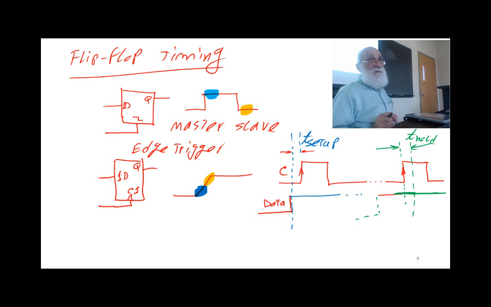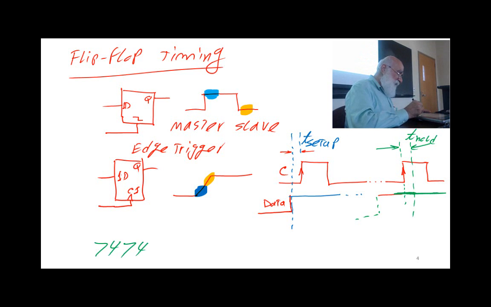So what it means is every flip-flop, every edge trigger flip-flop has this timing given to you. If you look at 7474, that's old technology, the 74LS74, then it gives you a setup time, a hold time. Every flip-flop you look at, even if you look at the flip-flops in your FPGA library, it gives you a setup time, a hold time.